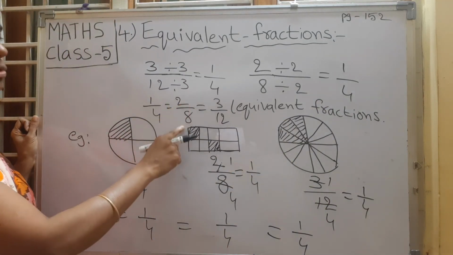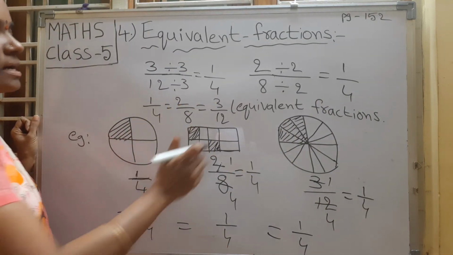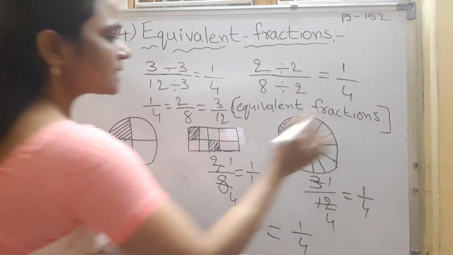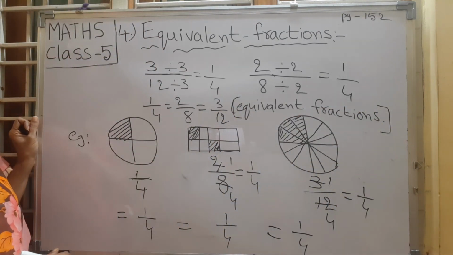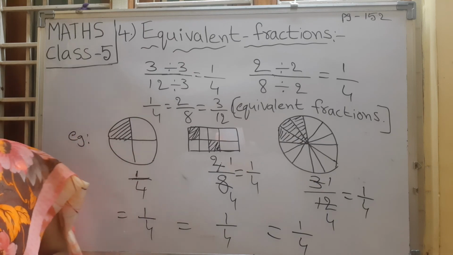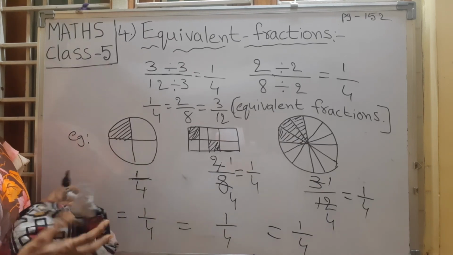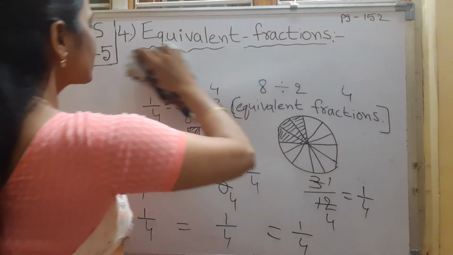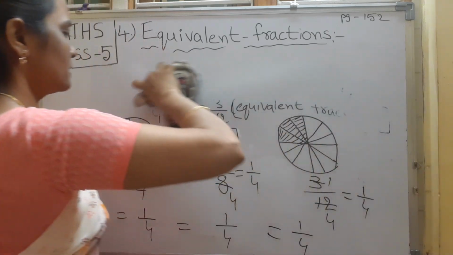1 by 4 is equal to 2 by 8 is equal to 3 by 12. All these are the equivalent fractions because they have the same value. So from this, I want to write a definition. Yes, shall we write now? Write down the definition of equivalent fractions.